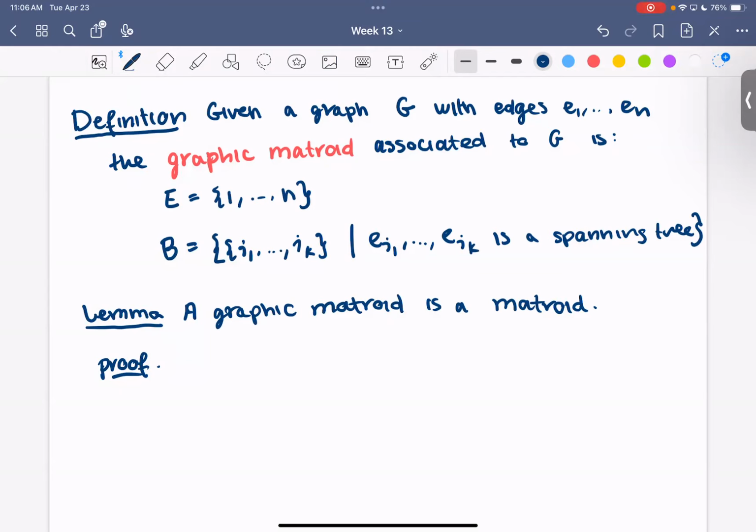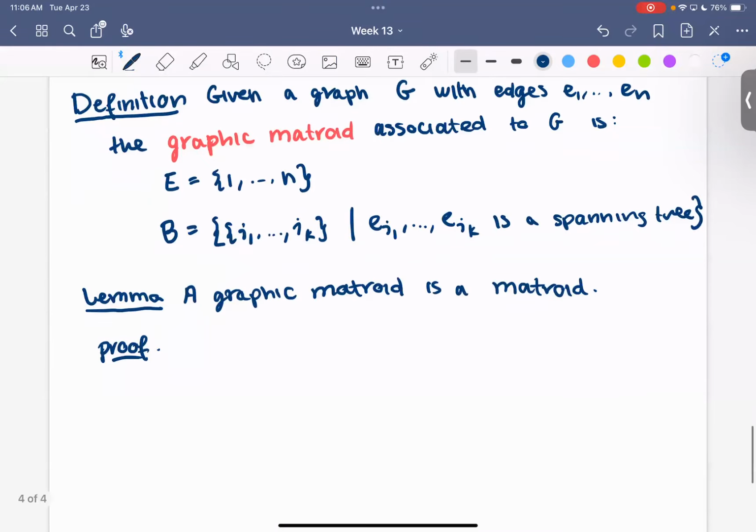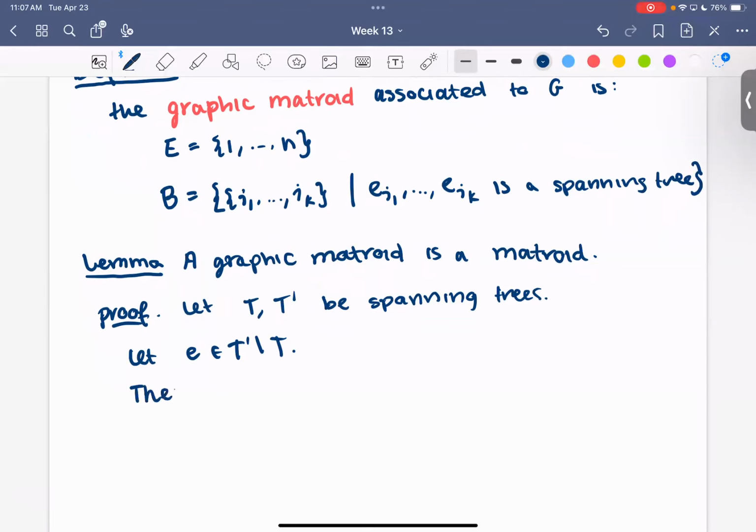Okay, let's do the proof. So I'm gonna let T and T prime be spanning trees. And I'm gonna let E be any edge in T prime that's not in T. Then T together with that extra edge.